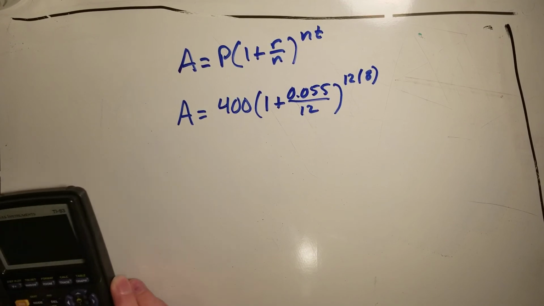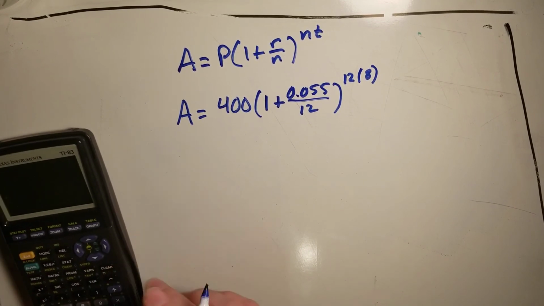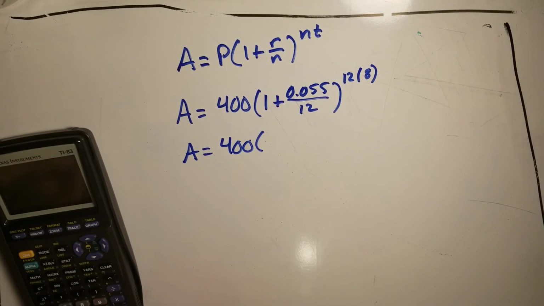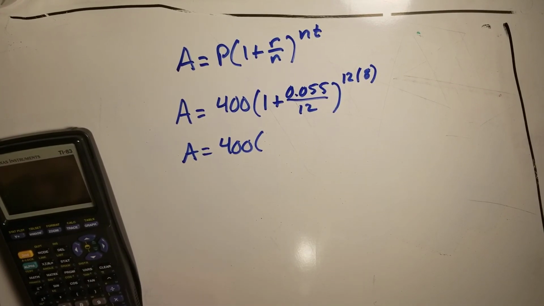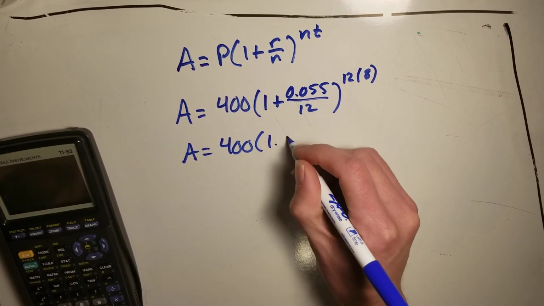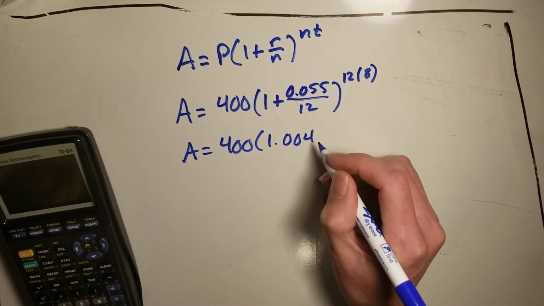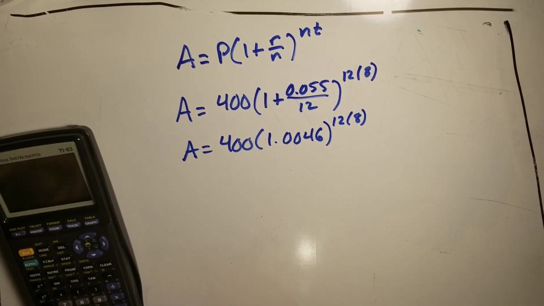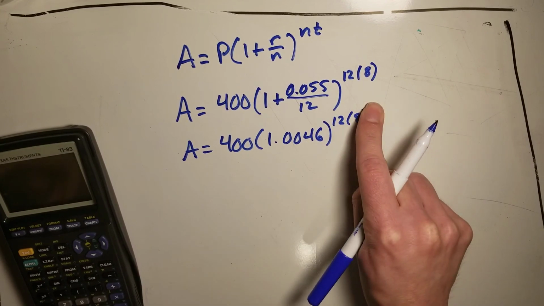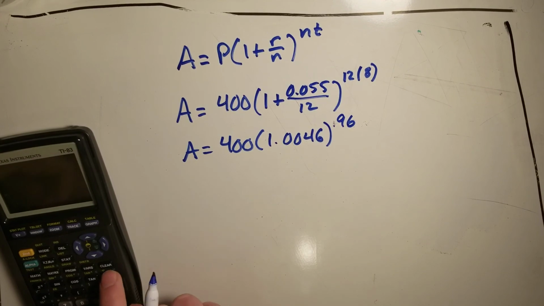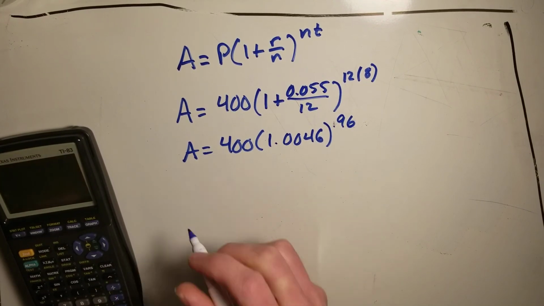So let's go ahead and simplify. So to simplify, you do your parentheses first. So we're going to have 0.055 divided by 12, and we're going to add that to 1. So we have 1.004, and I'm going to round it up to 6, but if you're using a calculator, just use the answer you have, do less rounding, and actually I'll simplify up here. 12 times 8, we should get 96. So this is being raised to the 96th power.